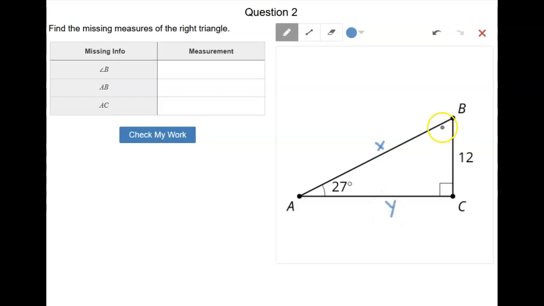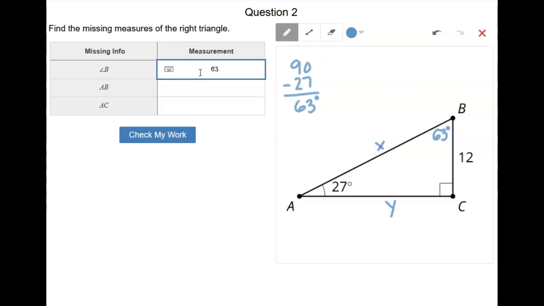And this is angle B up here. Well, angle B should be pretty easy to figure out because we know that all three of the angles in a triangle have to add up to 180 degrees, or these two acute angles have to add up to 90 degrees. So if we take 90 minus 27, we get 63 degrees. So this angle up here is 63 degrees.